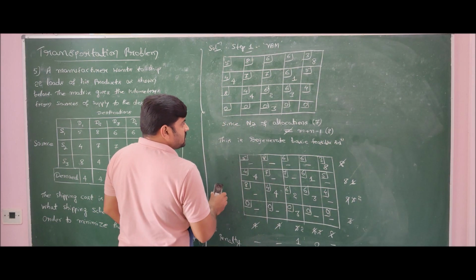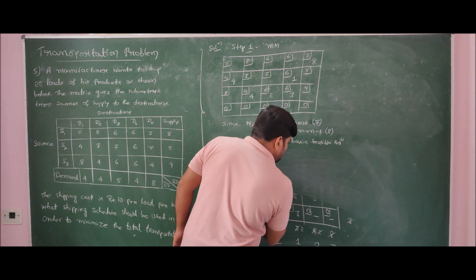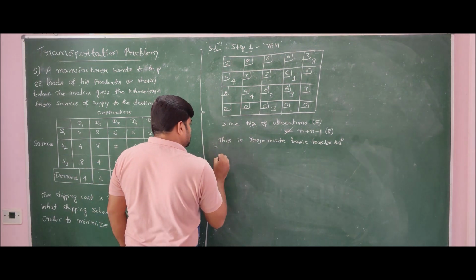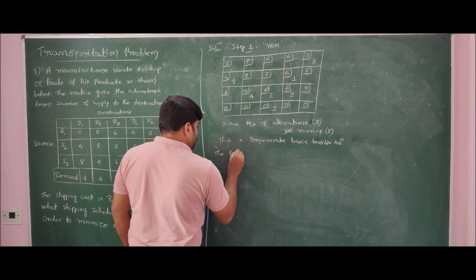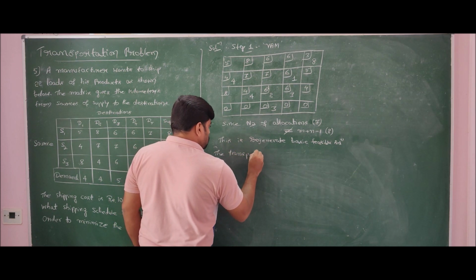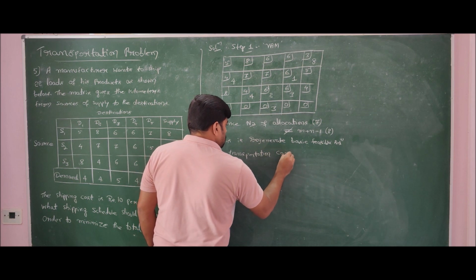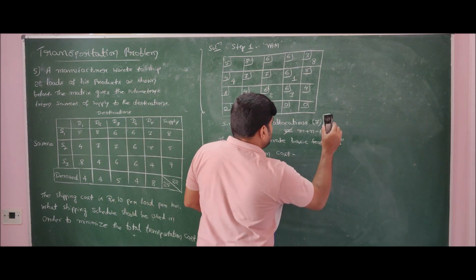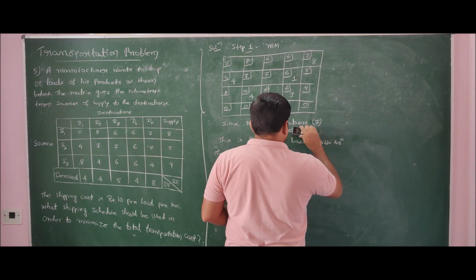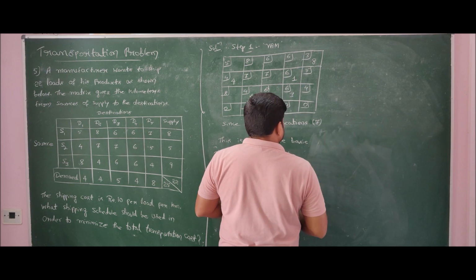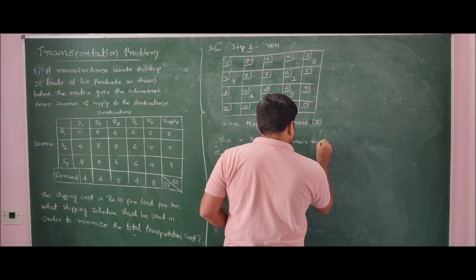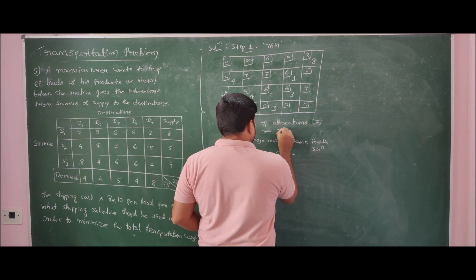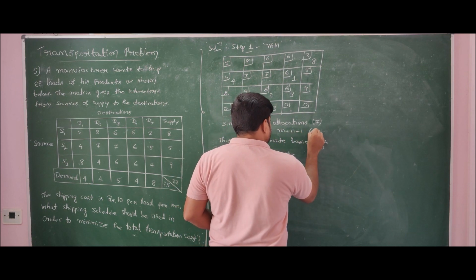And the initial cost is found to be, how much is the initial cost? Calculate the cost. So the transportation cost is coming for the transportation cost. Let me use space. Basic feasible solution. This is not equal to m plus n minus 1, which is 8.